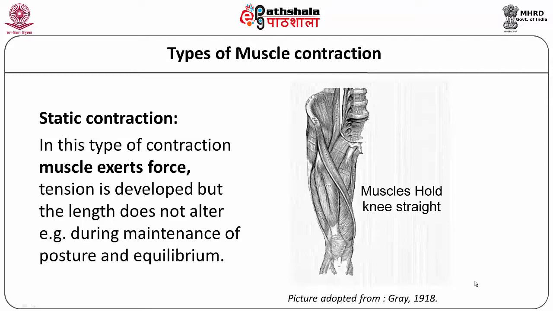For static contraction, you can see an example as holding the knee straight. We maintain most of the static postures for human poses. Pose means how one is holding the body, and that depends on the isometric contraction process. You can see the knee is being kept straight by the contraction of the muscles rectus femoris, vastus medialis and vastus lateralis.